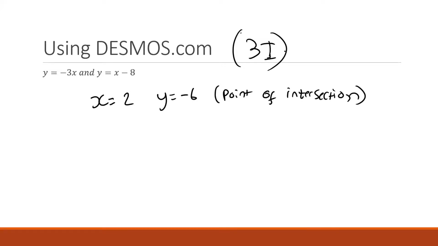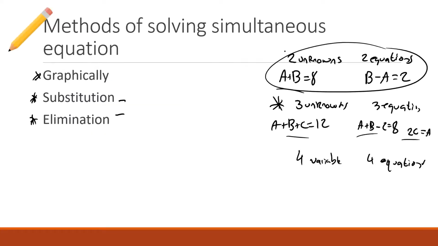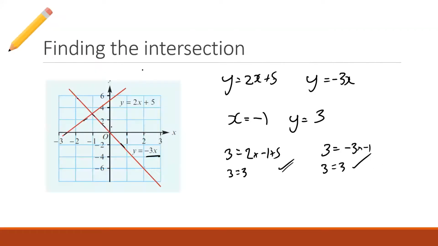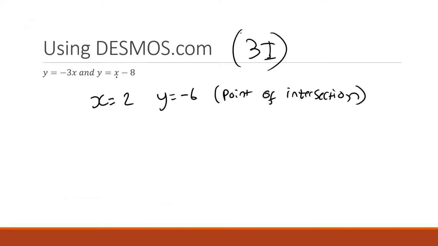So that's one out of the 3 techniques. That's the graphical solution method. It's pretty easy to do. Either you read it straight off the graph. Remember, you just go, x is -1, y is 3, you're done. Or you plot graphs using Desmos.